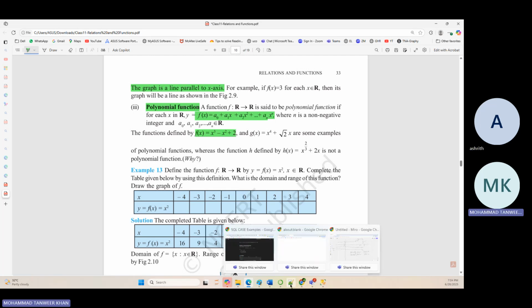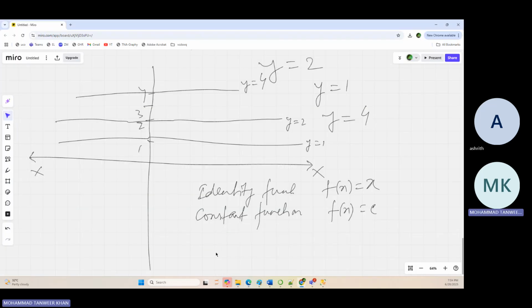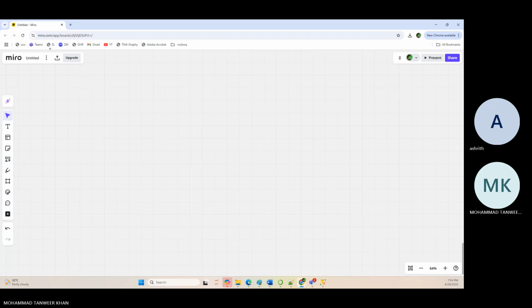So we can tell this. If f(x) equals x cube minus x squared plus 2, this is which function? Polynomial function. Understood? Yes, sir. What should be the power of x in a polynomial function? What is the power of x here? 3. What is the power of x here? 2. That is what I'm asking. What should be the power in a polynomial function?